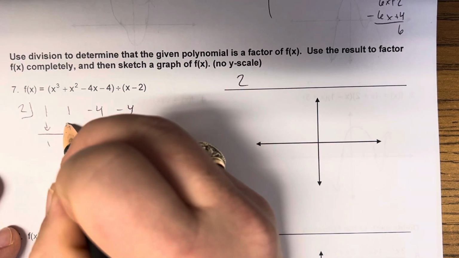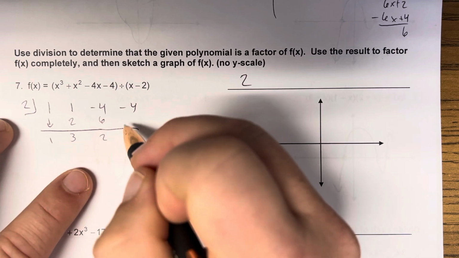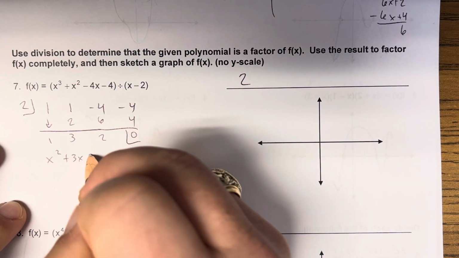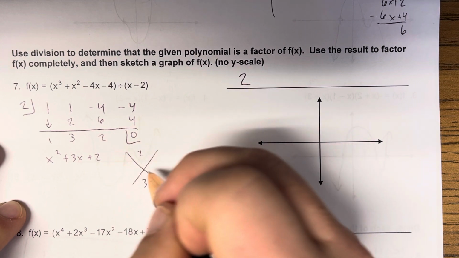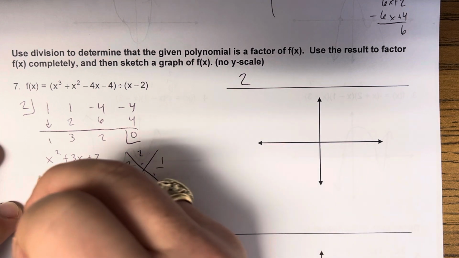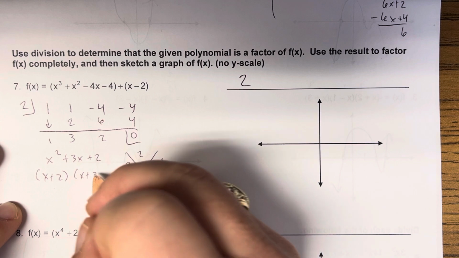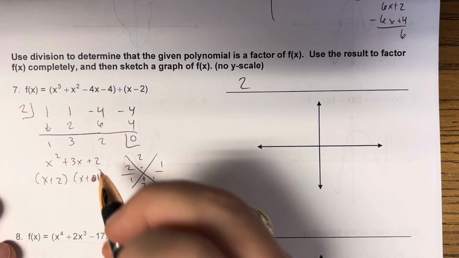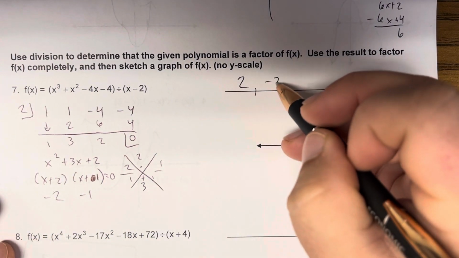Drop down the 1. That's 2. 3 times 2 is 6. That's 2 times 2 is 4. So it's a good factor. x squared plus 3x plus 2. We'll do the x method. What multiplies to 2 and adds to 3? So we need 2 times 1, and so x plus 2 and x plus 1. Sorry, x plus 1. I was looking at the 3 down there. And then we'll set them equal to 0 to solve, so that's negative 2 and negative 1.